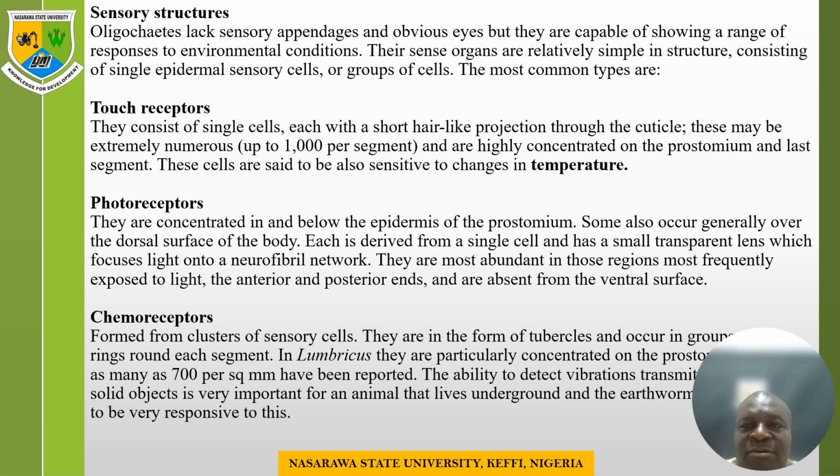They are concentrated on the prostomium and the last segment. These cells are said to be also sensitive to changes in temperature. And that is why you see most of these organisms, the annelids, when they perceive that there is danger, when the temperature is too high for them, they run away. And mostly during the rainy season, when the temperature is optimum, that is when you see a lot of them hanging around, and they are in abundance in that season, because of these touch receptors that are sensitive to changes in temperature.